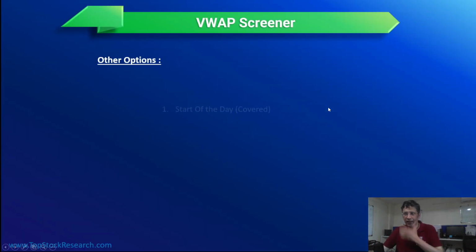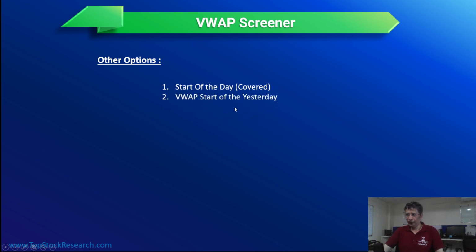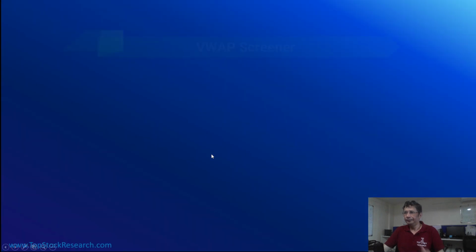VWAP screener, the other options, what we have covered is start of the day. The second one is start of yesterday, start of the day, or start of the previous business day. That's another case that we'll be covering. Moving VWAP, very similar to moving average, but here it uses volume weightage. And anchored VWAP. We'll understand all these things now.